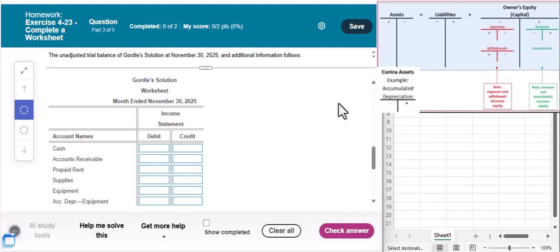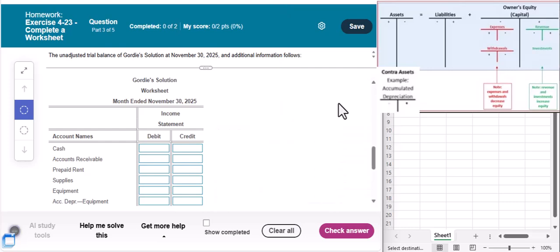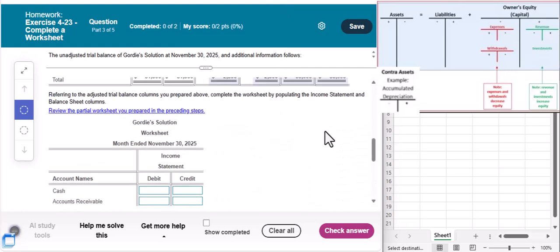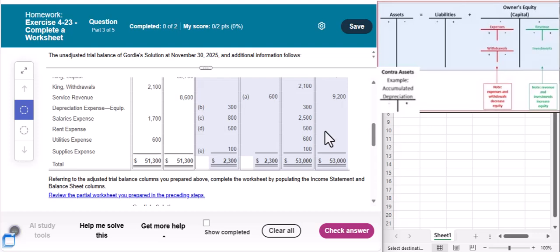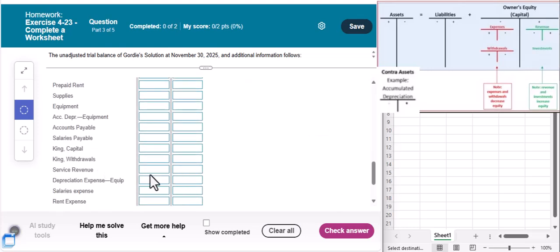So what we need to do is go back up and find our revenues and expenses towards the bottom of our worksheet. And just right here, we will find our revenues. So that is first here. So we have service revenue, a $9,200 credit balance. So we can go ahead and put that in here. So service revenue, $9,200 credit.